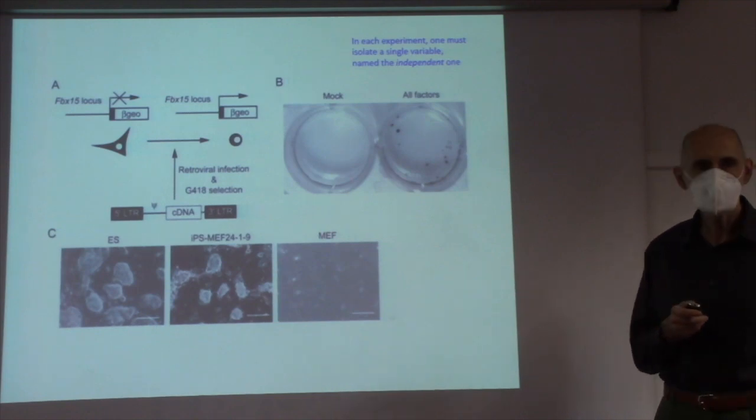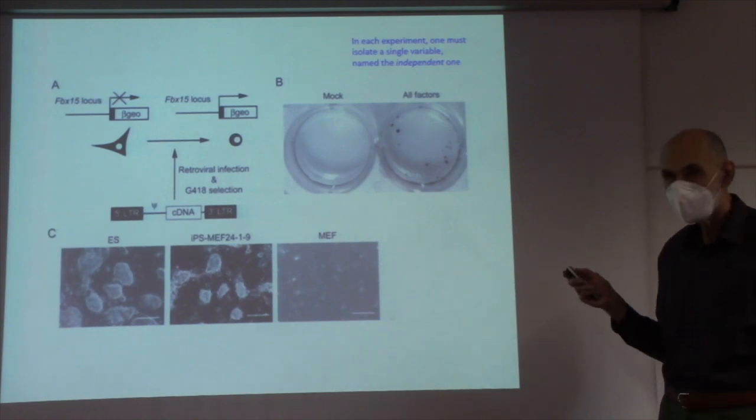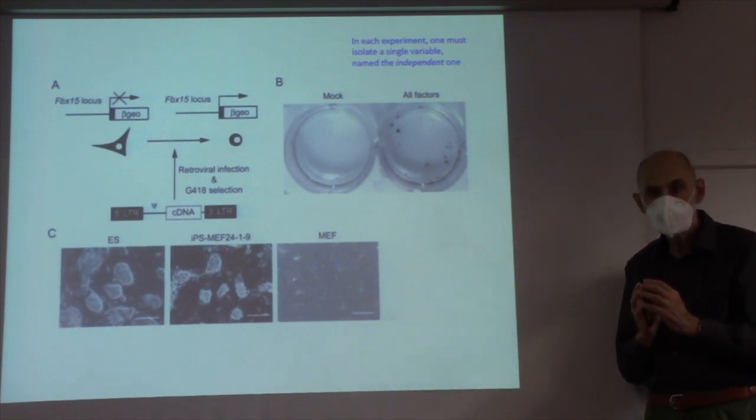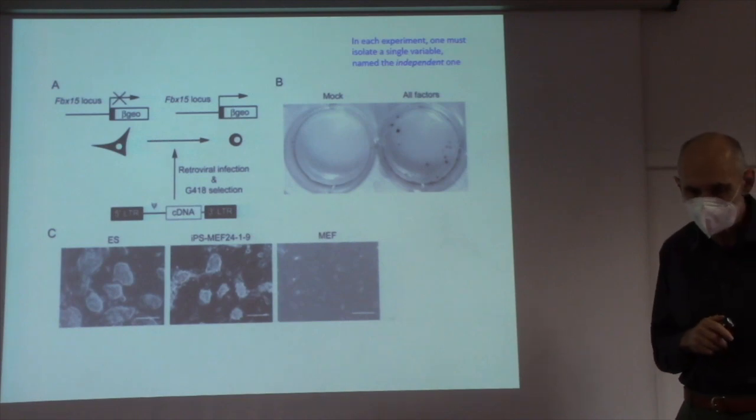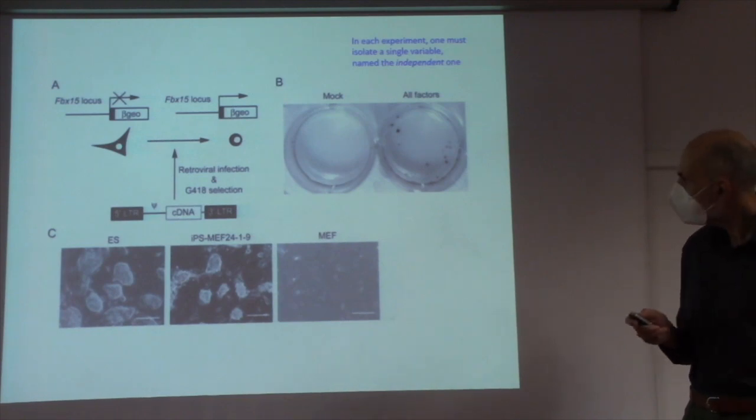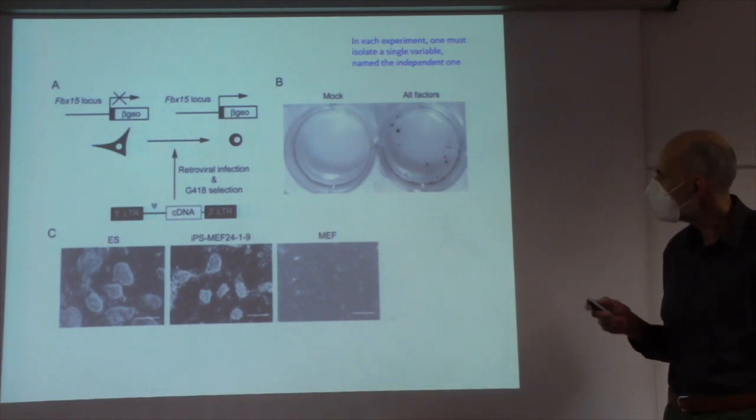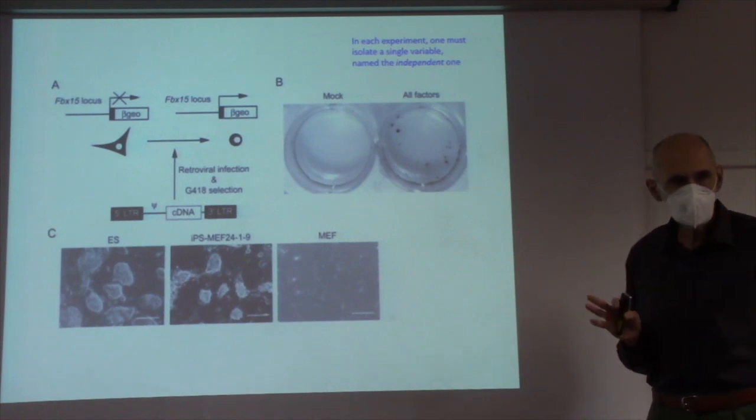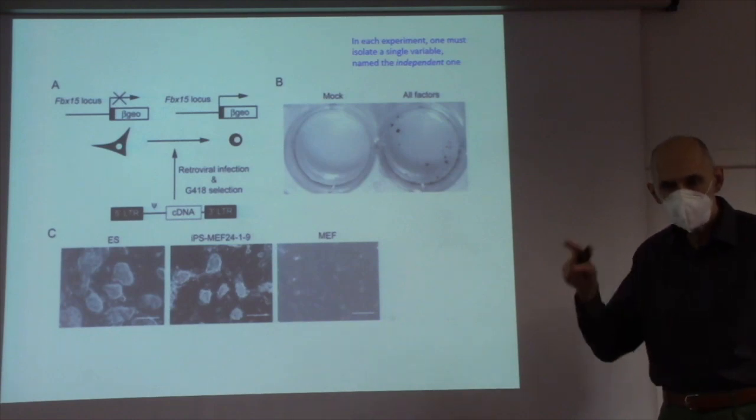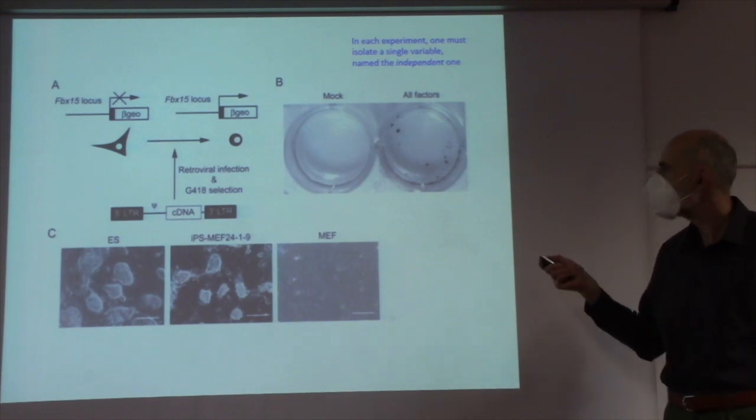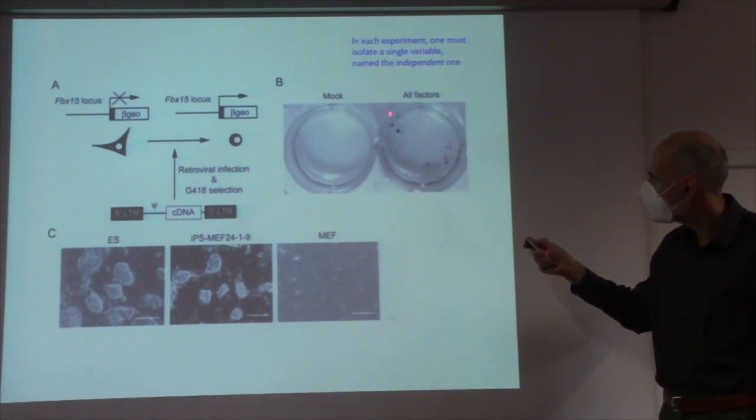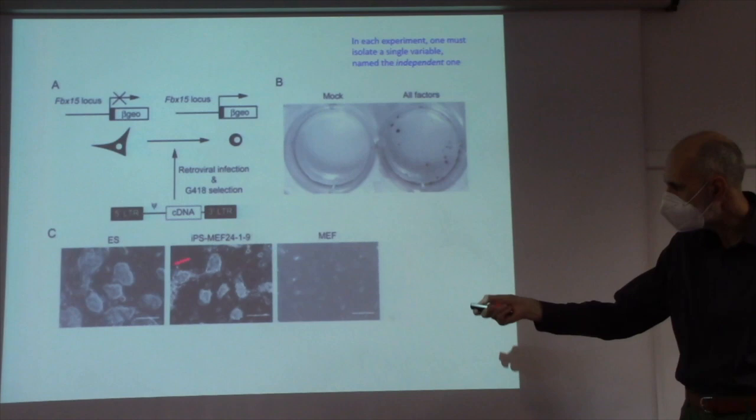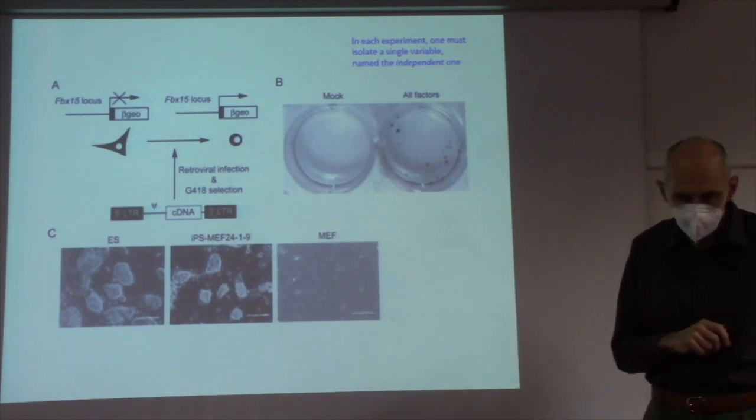Alright, so the difference between the two dishes was the presence of the 24 transcription factors at the same time. Good. So we can be sure that the 24 transcription factors altogether, as a whole, were responsible for the eventual resistance of the cells to G418 and their peculiar way to grow. Good.